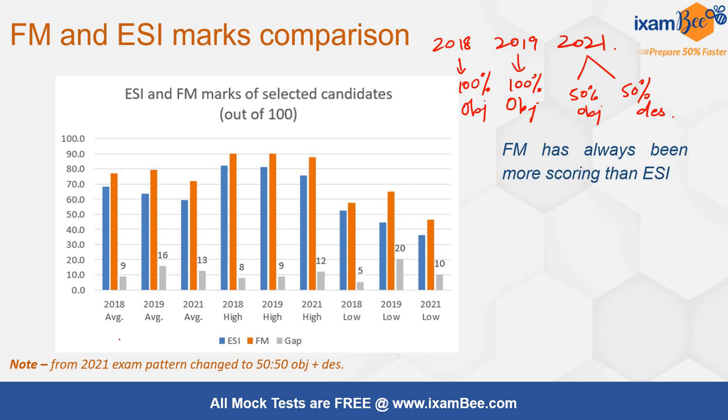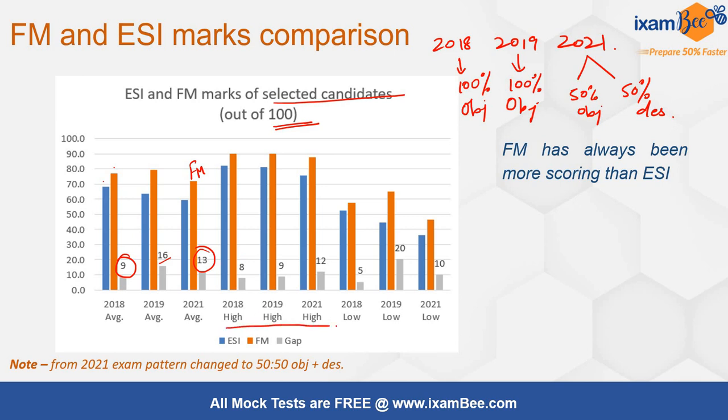If I look at the data, these are the marks of the selected candidates over the last 3 recruitment cycles, and these marks are out of a total of 100. In 2018, if I look at the average marks that the selected candidates had got, the difference between your FM paper and your ESI paper was approximately 9 marks. That means in FM, the students had scored more than ESI by almost 9 marks. In 2019, this gap increased substantially to 16 marks, and in 2021 again it was substantially high at 13 marks. So FM has across been more scoring for the students than the ESI paper.